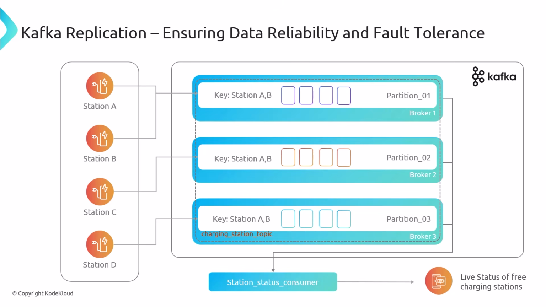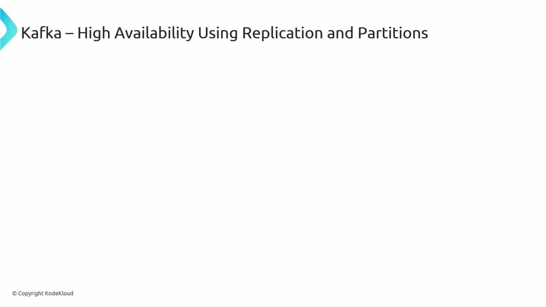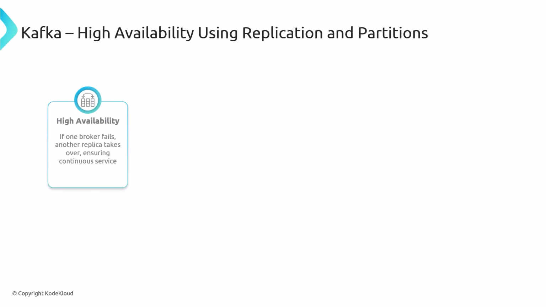Let's imagine that partition 1 has an issue. How does Kafka really react? And if you have enabled replications in Kafka, how will Kafka handle this? We will understand this now. But before that, let us try to understand on a high level the reason why we have replications in Apache Kafka. We'll start with the high availability.